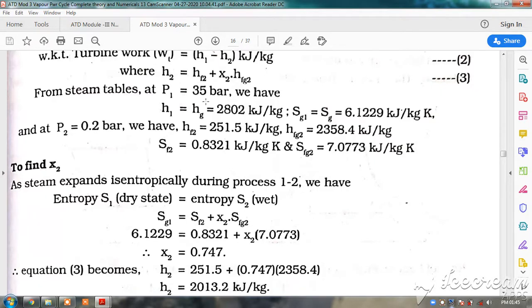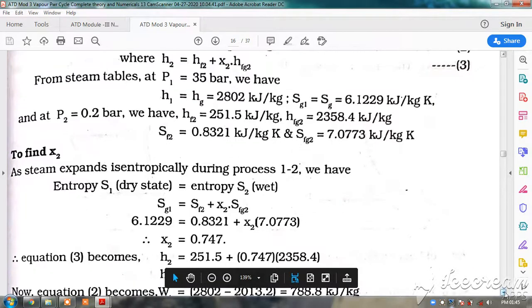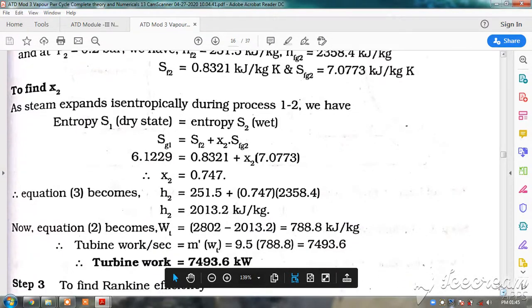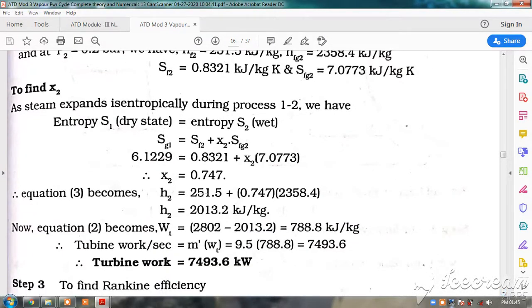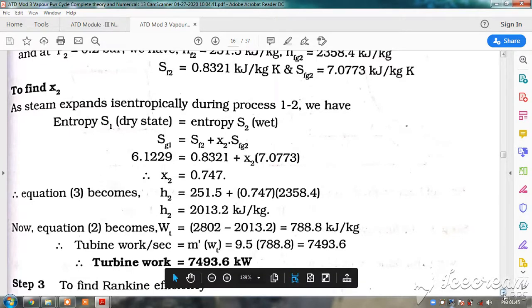Okay, from steam tables you know that at 35 bar HG is equal to 2802. Here only gas conditions, HG and SG is equal to 6.1229, and at P2 here we are going to find SF2 as well as HFG2 and SFG2. Okay, and substituting these values you will calculate this. Now in the enthalpy equation, when you substitute, HF2 is 251, dryness fraction is 0.747 and HFG2 is 2358. So H2 you get as 2013 kilojoules per kg.